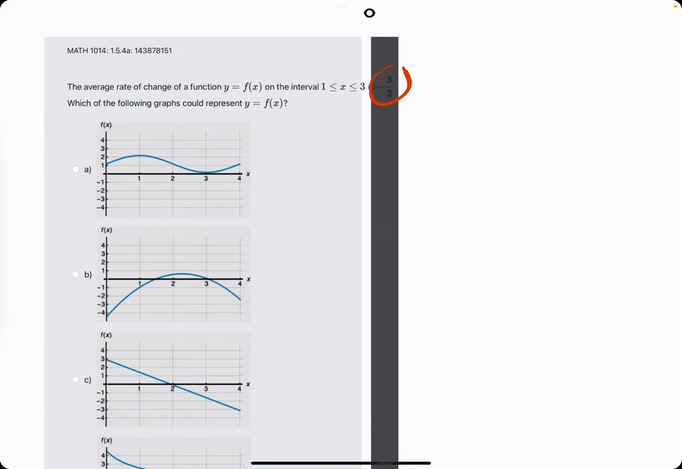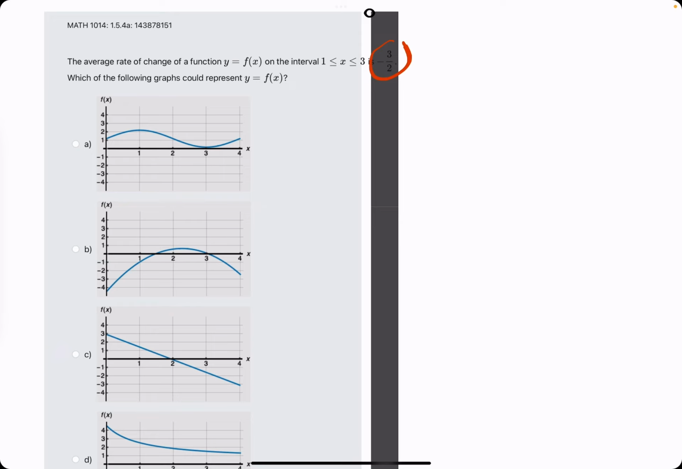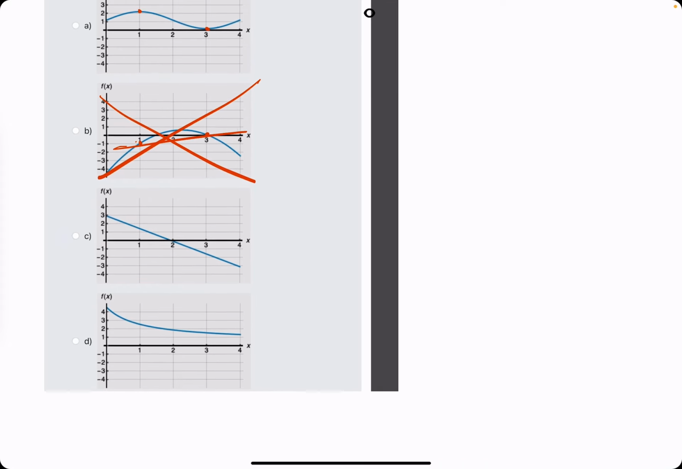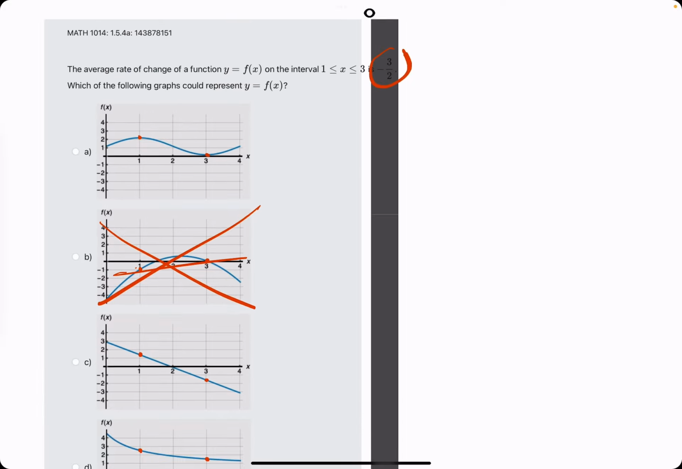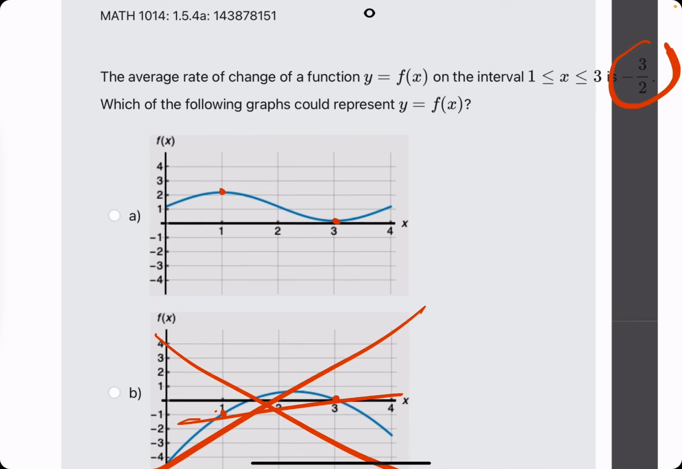This is looking for a slope of negative 3 halves, or an average rate of change of negative 3 halves, also between 1 and 3. So negative, that looks good. Between 1 and 3 here is just barely a positive slope, so we can eliminate that because we're looking for a negative 3 halves. That's negative, and this is also negative. So let's do some investigating here. So we're looking for negative 3 halves.